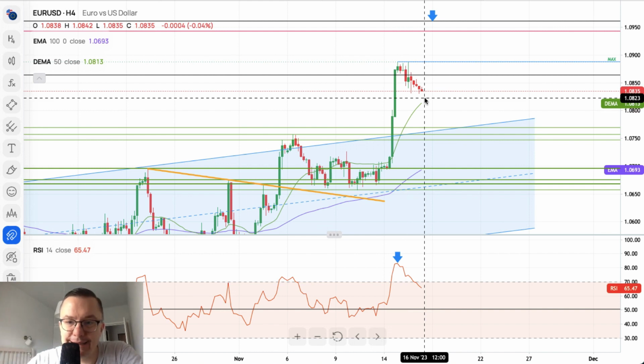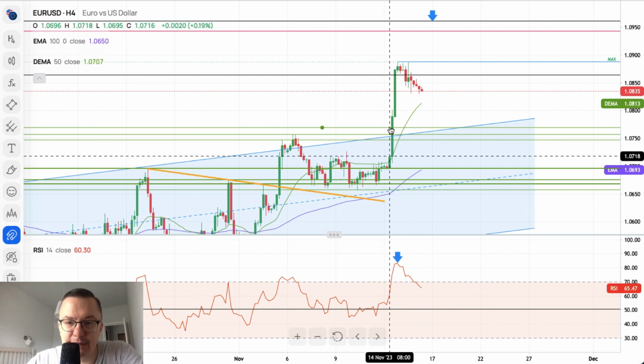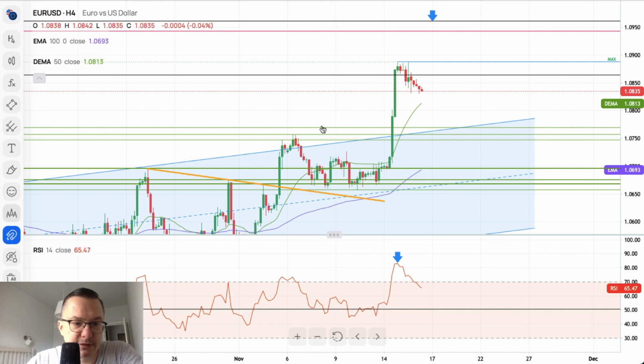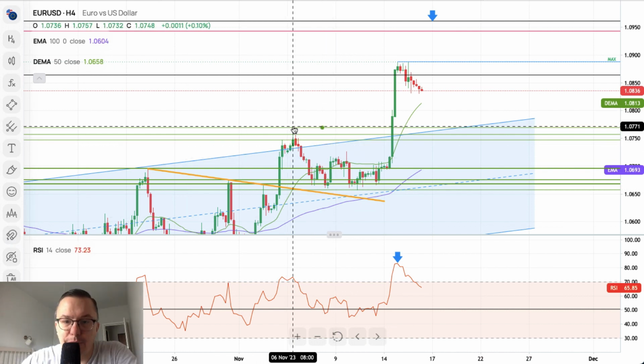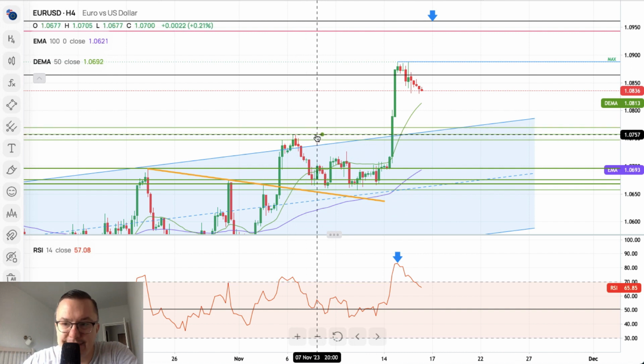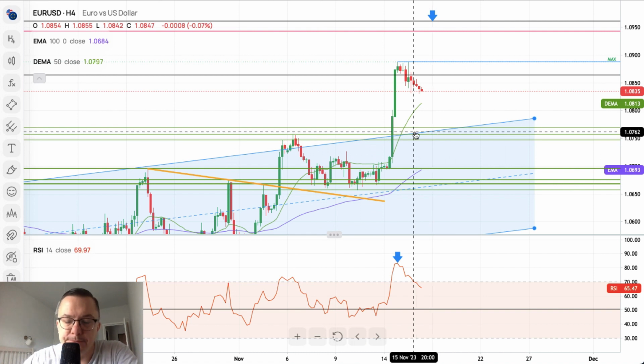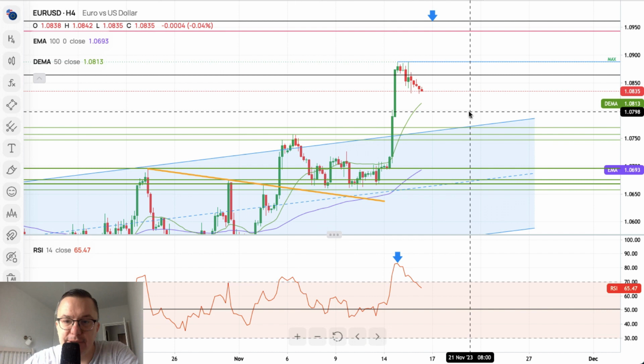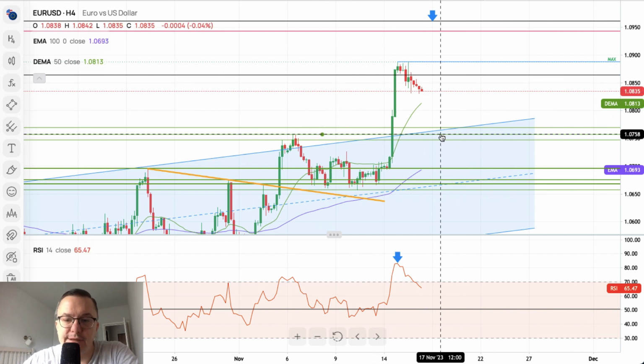Where is the pullback heading? The pullback is heading towards the levels of 1.0771 and 1.0757, 1.0749. This is a very strong demand zone, so we should expect some sort of testing here.